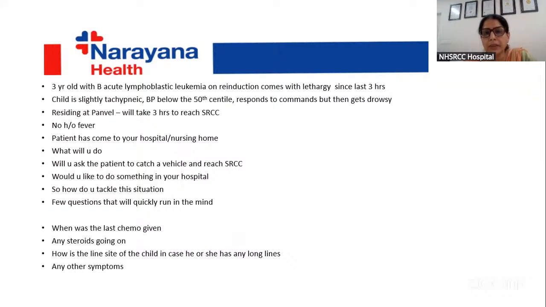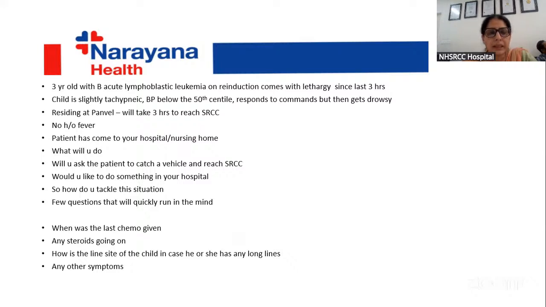And you know that steroids are immunosuppressive, and dexa being more immunosuppressive compared to prednisolone. So this child is on high dose dexamethasone. Now comes to you with lethargy since the last 3 days. The child is slightly tachypneic. The BP is below the 50th centile. The child is drowsy, responding to commands though, listens to you, but goes back to drowsiness. There is no history of fever.